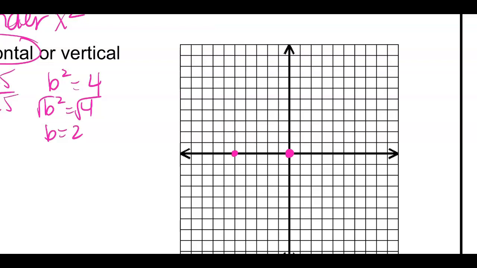1, 2, 3, 4, 5. That's 5. 1, 2, 3, 4, 5. And then for my b value, I'm going to go up and down 2 units. That's going to be along my minor axis. So up 2 and down 2. And then once you have those points, let's go ahead and create a nice looking ellipse around this. Let me draw it one more time.